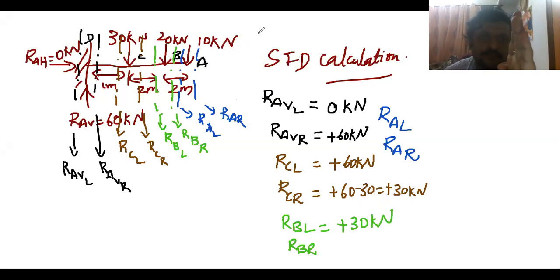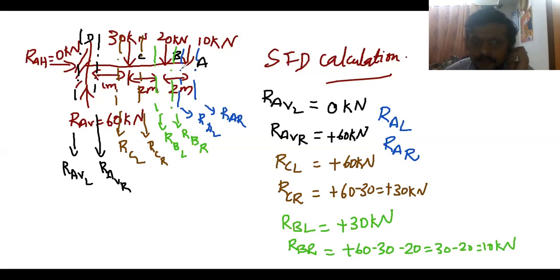If I place my hand at RBR, what is happening? I see a force which is 20 kilonewton, which is going down. So plus 60 minus 30 minus 20. The summation of the forces takes place here. Since it is going down, it is minus. That will be 30 minus 20, which is 10 kilonewton at RBR.